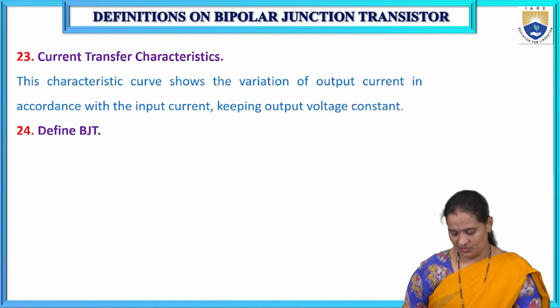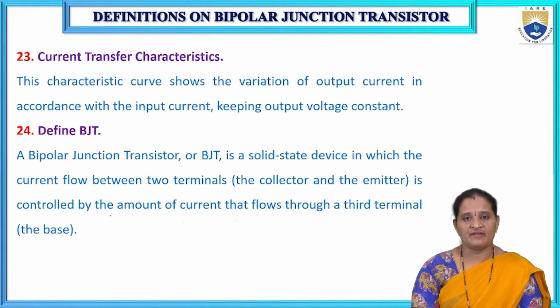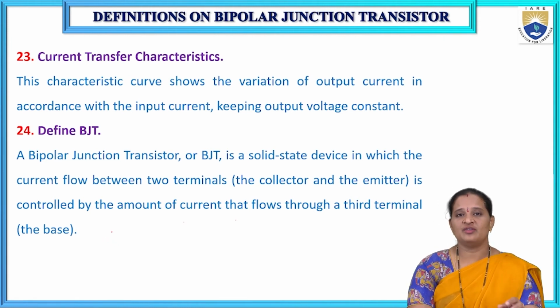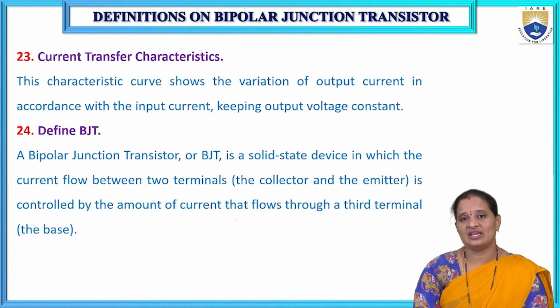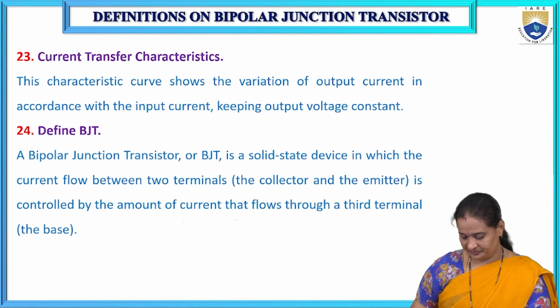Now, define BJT, bipolar junction transistor. So bipolar junction transistor is a solid state device in which the current flow between the two terminals, that is collector and emitter terminal, is controlled by the amount of current that flows through the third terminal, that is the base. Or else we can also define BJT as a transistor in which the current conduction is due to both majority as well as minority charge carriers, and hence we call it a bipolar junction transistor.